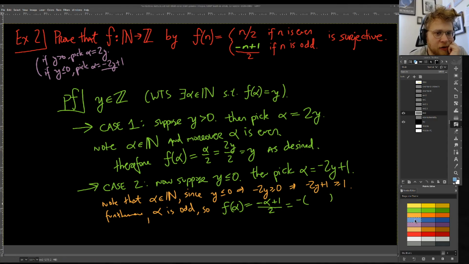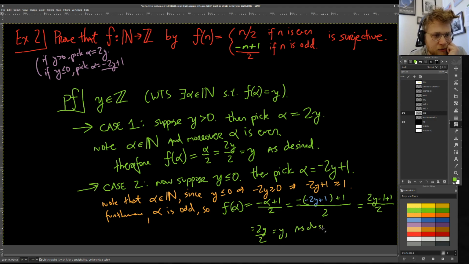Be careful here. Classic algebra pitfall. Make sure that we distribute this negative sign, that we're taking the negative of the entire value of alpha. Equals, and then that is going to be 2y minus 1 plus 1 all over 2, so that's going to equal 2y over 2 equals y, as desired. So that's actually the end of the proof then.